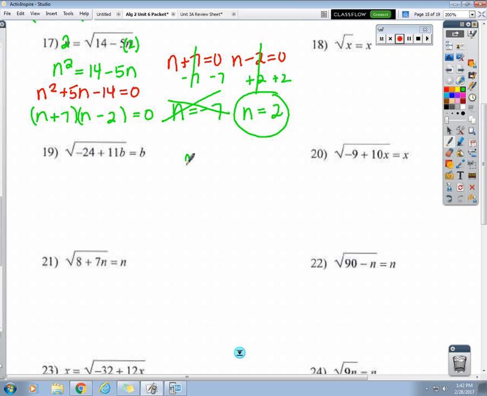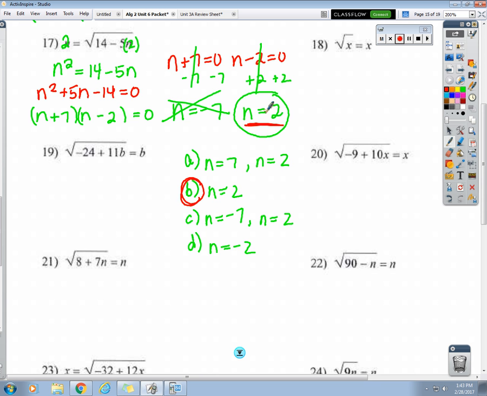So like on the test, if you had A, B, C, D, and you have choices like n equals 7, n equals 2, n equals negative 7, n equals 2, n equals 2, n equals negative 2. Which one is the right answer? B, right? The one that says n equals positive 2. That's the right answer on the test. Even though you got negative 7 and you did everything correctly, it's known as an extraneous solution, and so you will not use it. Okay, C would be wrong, because this should not be there, it was extraneous.